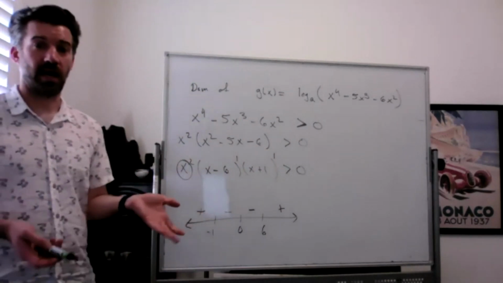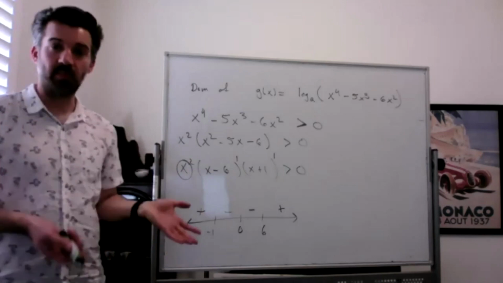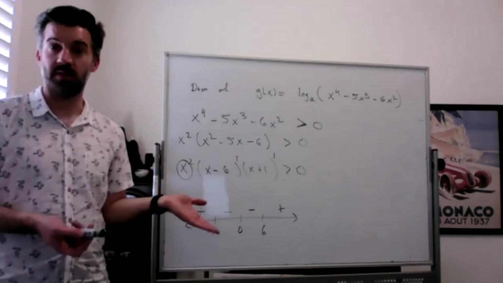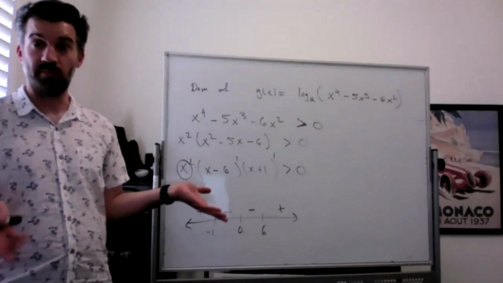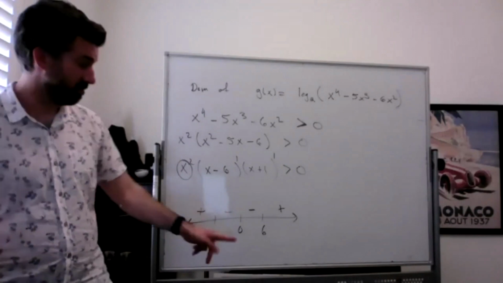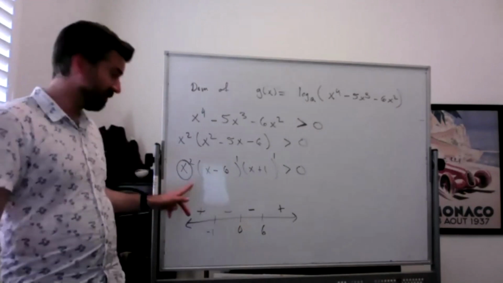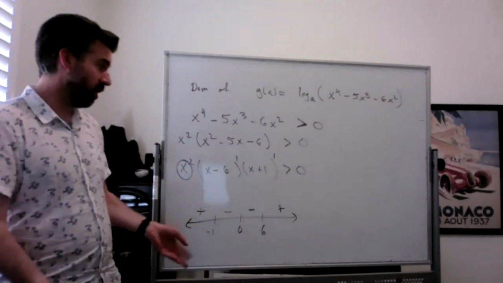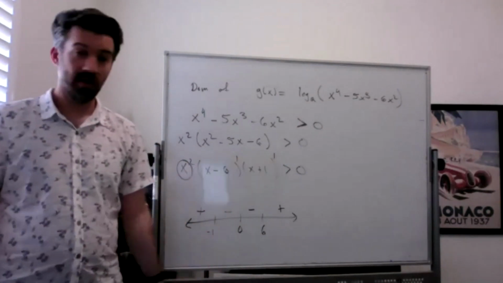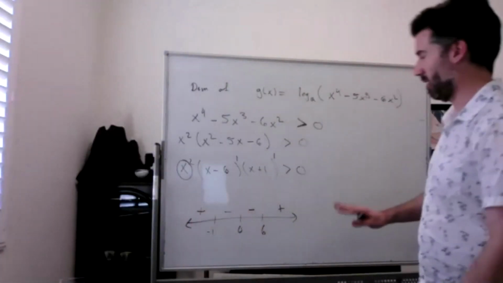This is the same kind of reasoning that we use when we graph polynomials to say whether the graph bounces or crosses, right? You bounce when the sign stays the same. We bounce at an even multiplicity. We cross when the sign changes, or we cross when we have an odd multiplicity.